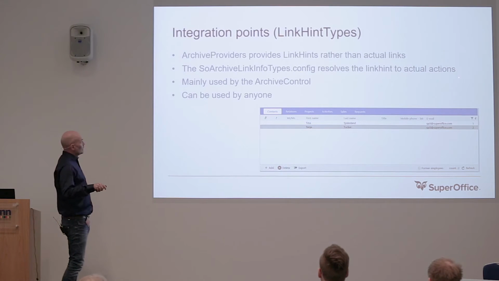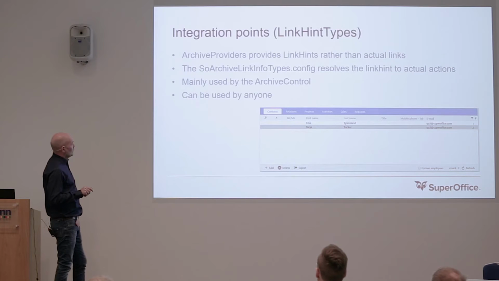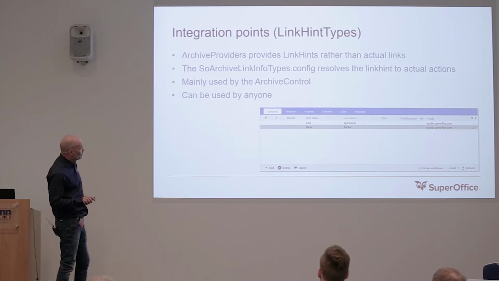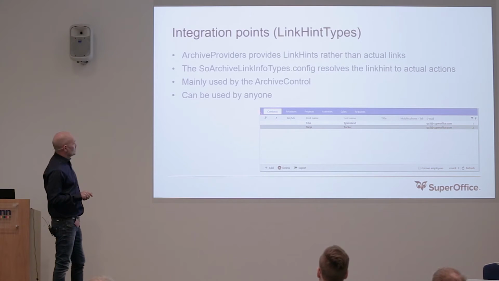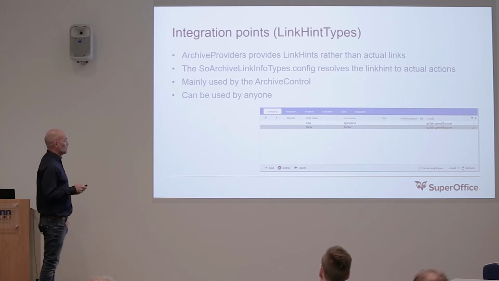So what I know about LinkHintTypes: all archives use LinkHintTypes to resolve what to do when you click on a row. That resides in the SO archive LinkHintTypes config, and I think it's only used by the archive control. I don't remember any other component that uses it, but that's a fairly big component in the system.